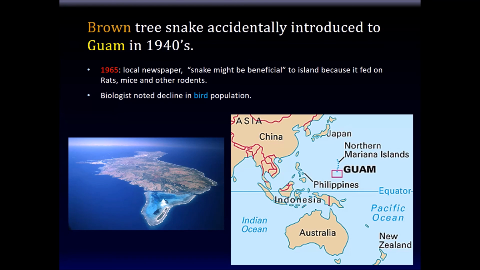So, in 1965, apparently, a local newspaper commented that the snake might be beneficial to the island because it fed on rats, mice, and other rodents. A good thing to have the snake. Thumbs up to snake, although snakes don't have thumbs. Right? Thumbs up to snake.